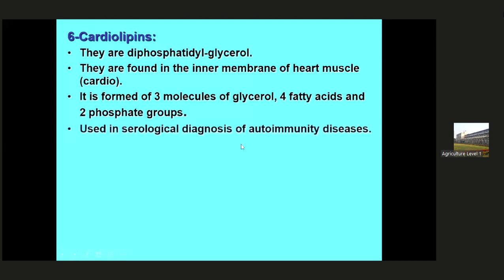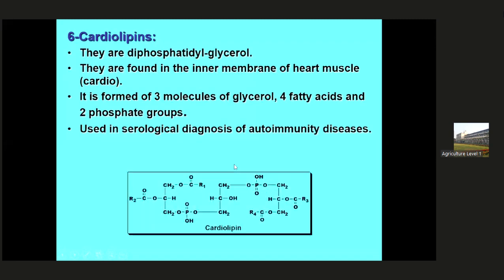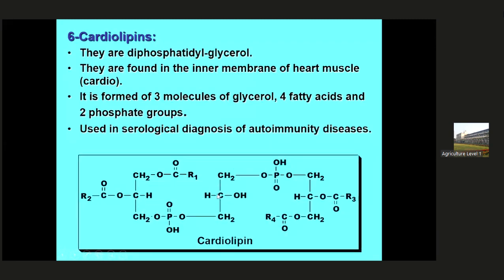Cardiolipin is used in serological diagnostics of autoimmune disease. This cardiolipin is used to diagnose autoimmune disease of the human body. So this is the structure: 1 glycerol, 1 glycerol, and 1 glycerol. This is phosphatidic acid. This is also a phosphatidic acid, but its structure is just opposite. This is R1 fatty acid, R2 fatty acid. And this phosphate group is linked with the hydroxyl group of the number 2 glycerol. And this glycerol's number 2 carbon does not contain any fatty acid. So it is free.